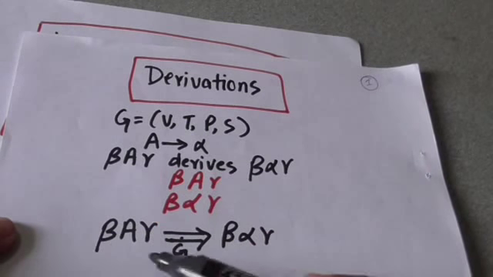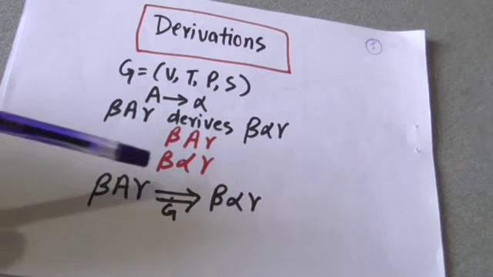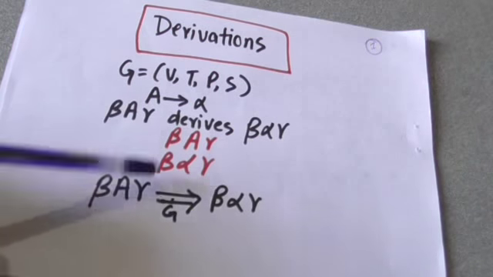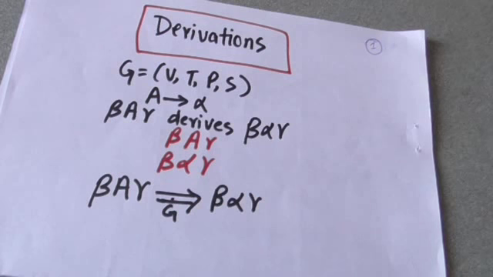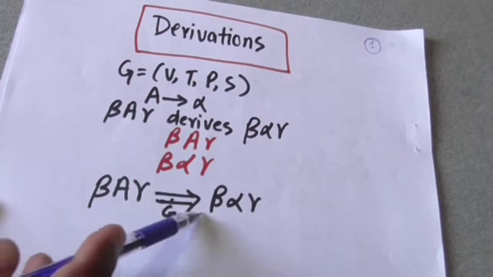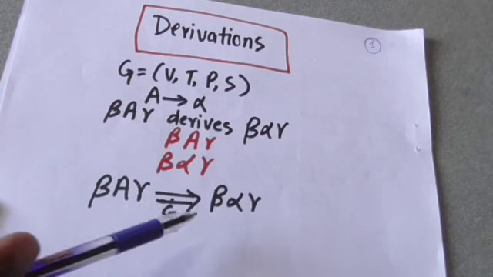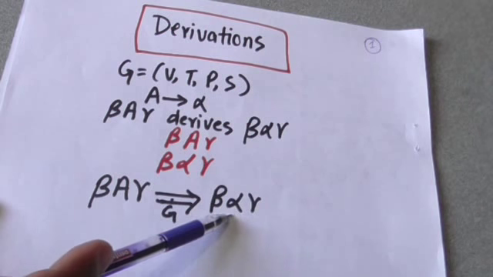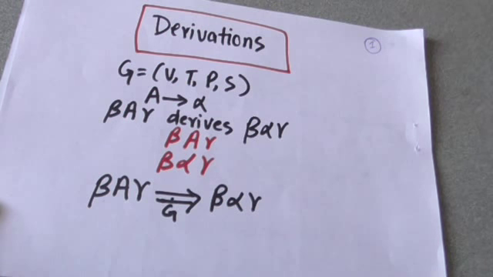It can be shown like this: beta A gamma derives beta alpha gamma, right? We relate two strings by this symbol when the second string is obtained from the first by only one application of some production.